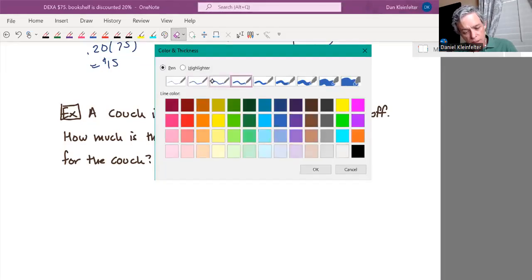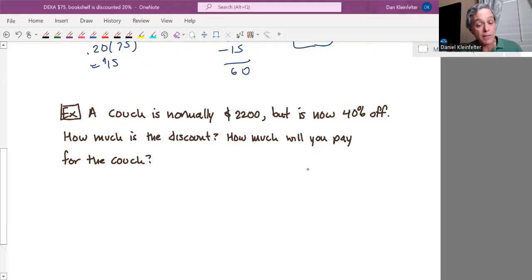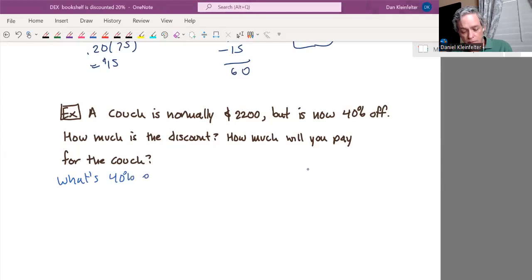So the first thing that you want to do is figure out what the dollar amount discount is. So that's asking us basically what is 40% of the 2,200. That's a lot of money for a couch. So 40% off. So what's 40% of 2,200? So that's 0.40 times 2,200. So 880. Okay, so that's an $880 discount.